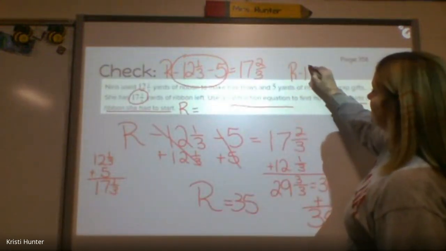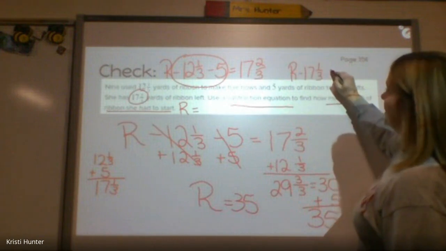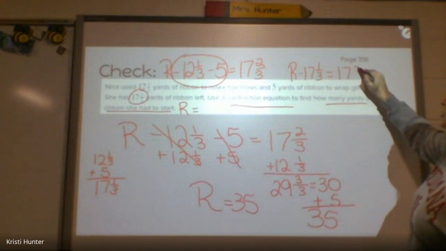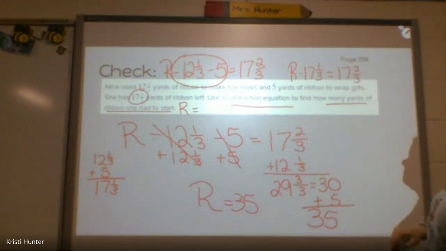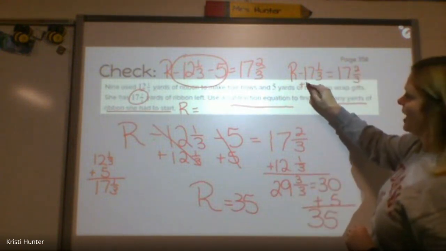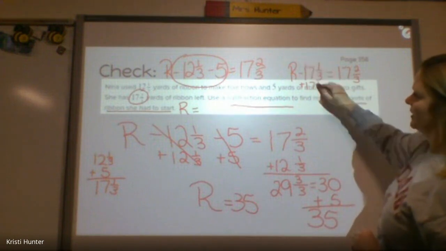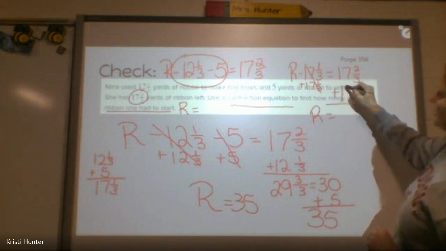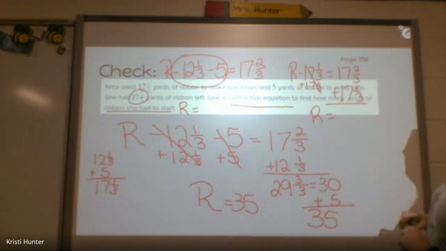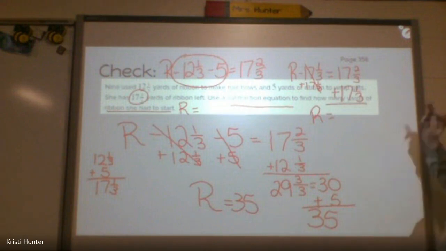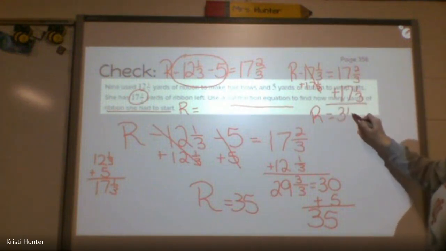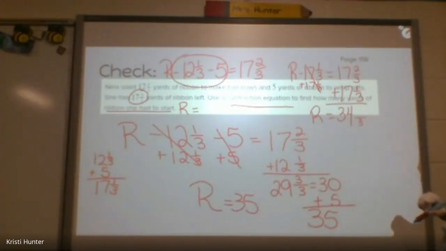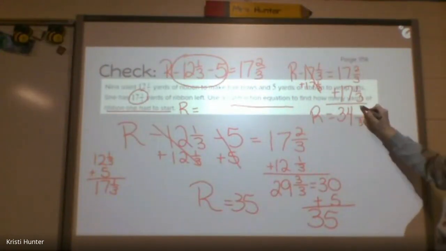R minus 7 1/3 equals 17 2/3, which means to get R by itself, I got to add 7 1/3, cancels out. R equals 17 2/3 plus 7 1/3. Well, let's see. 17 plus 17 will give me 34. And then denominator's the same, so there's 3 on the bottom. 2 plus 1 is 3.